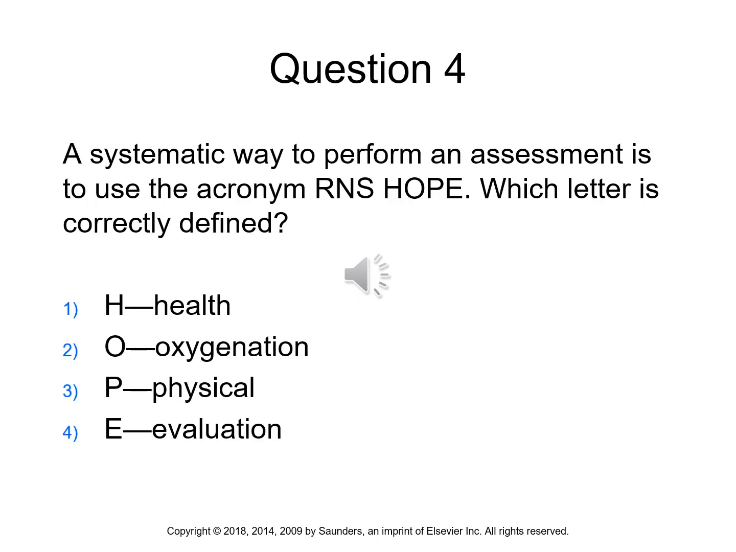Okay, a systematic way to perform an assessment is to use the acronym RNS HOPE. Which letter is correctly defined? The answer is 2, oxygenation. So remember, RNS HOPE stands for rest and activity, nutrition, safety and security, hygiene and grooming, oxygenation and circulation needs, psychosocial and learning, and then elimination.